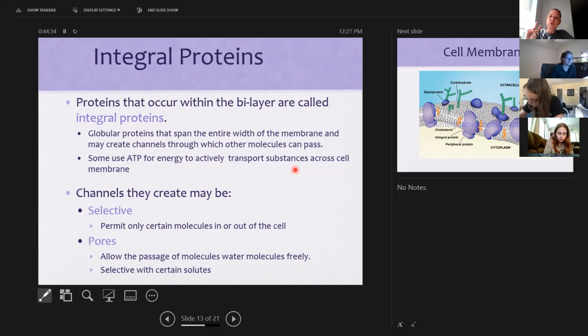So the two together, pores are much more free in who they let in. You still got to have a ticket, but anybody that has a ticket can get in. Selective, only those few that have the VIP can use that passageway. So that's how I think about these channels, the selective versus the pores.